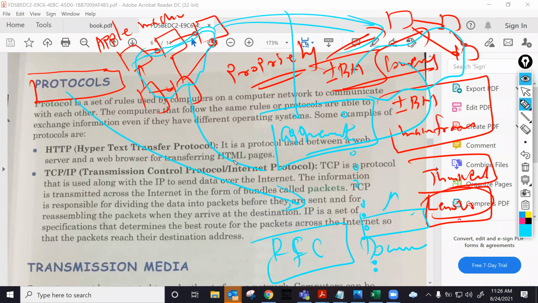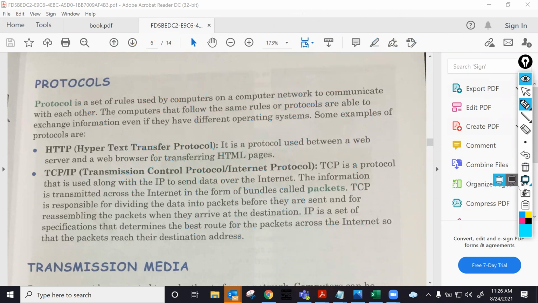After protocols were identified, this problem doesn't exist, and every computer can communicate with each and every other brand. That means Dell computers can now communicate with HP computers and Lenovo computers. Whatever the computers around the world, they can communicate because they all agreed on some predefined protocols, some standards, industry standards. Got it? Yes, sir. Great.